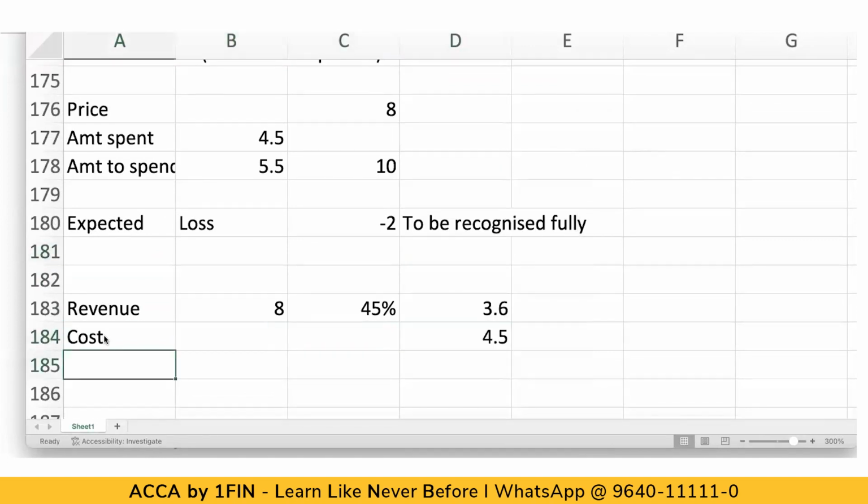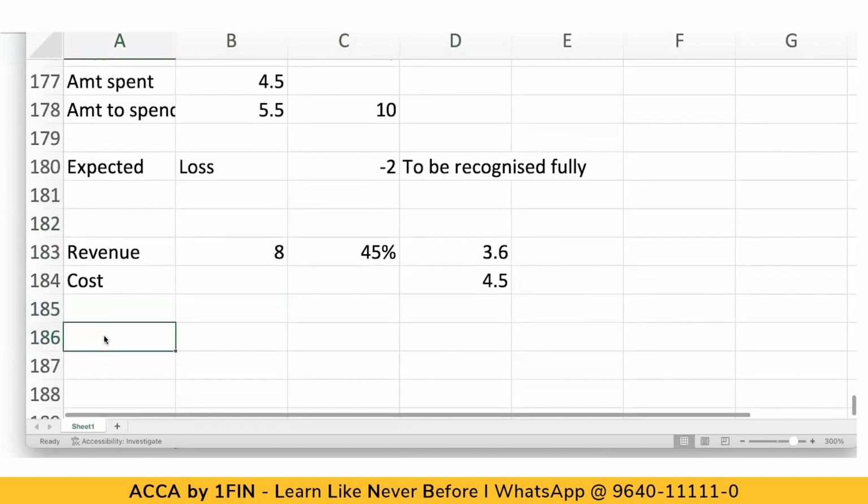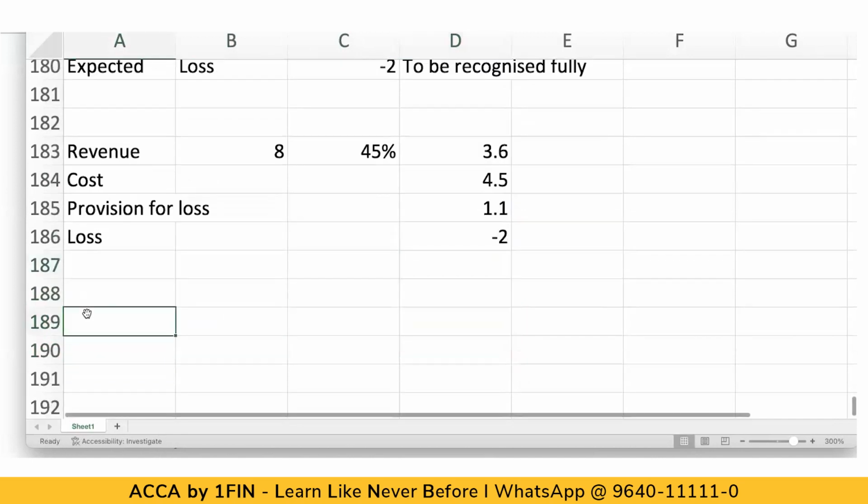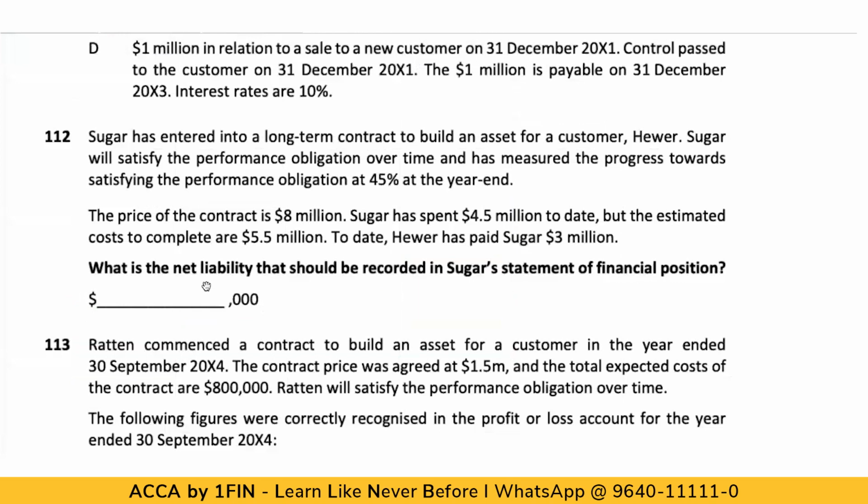Cost 4.5 million. Okay, so how much will be the loss? Loss will be 0.9, but we have to make a provision of, or we have to recognize a loss of 2 million. So provision for loss 1.1. This makes it 3.6 minus 4.5 minus 1.1. 2 million is the loss. Now the question is, what is the net liability that should be recognized?